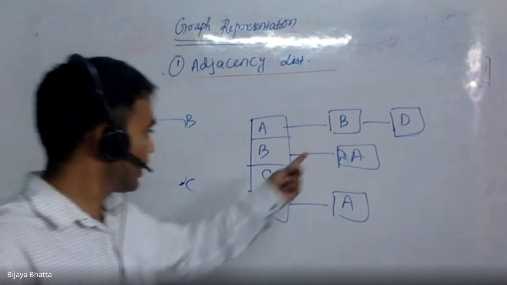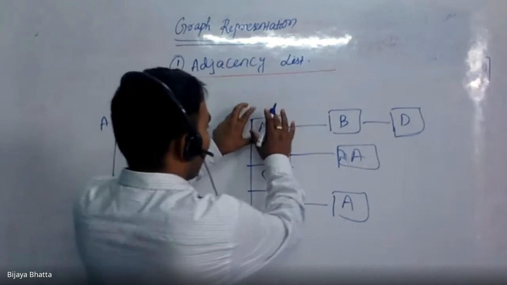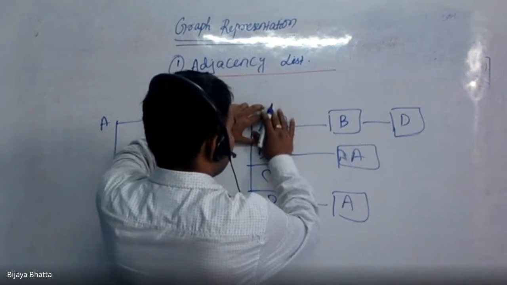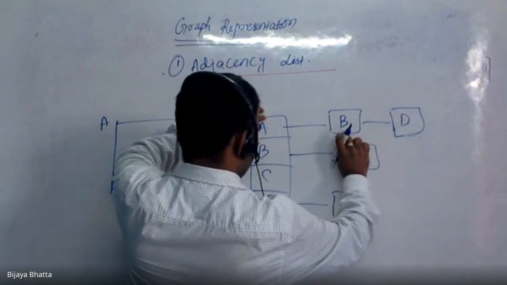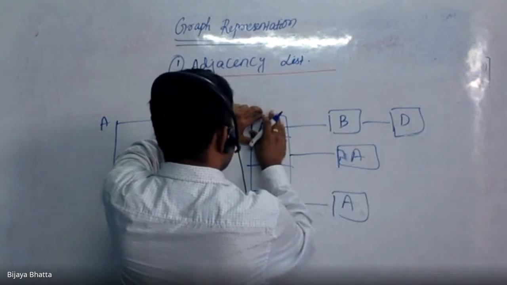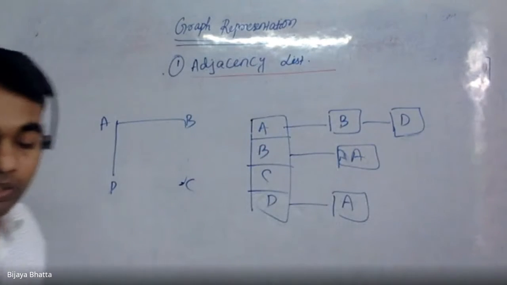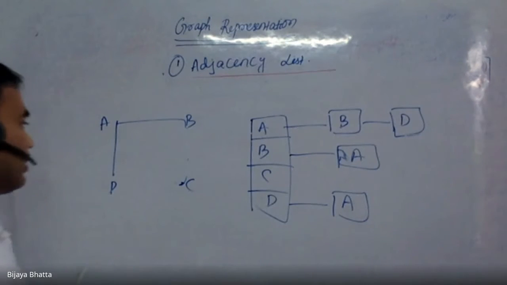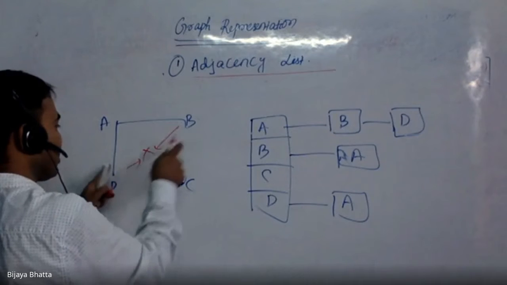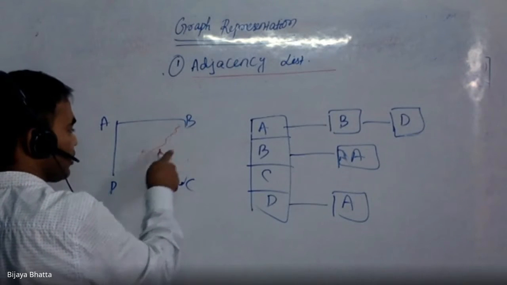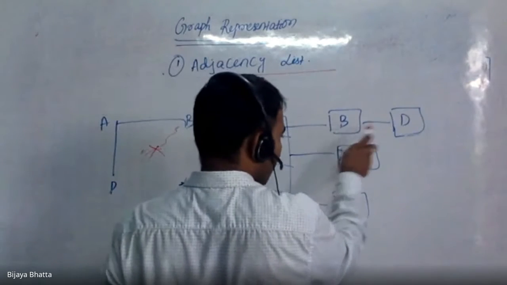Don't say that B is connected to D. That means, who all are adjacents of A? The adjacents of A are B and D. There is no connection between B and D. The only connection is that they are adjacent to A. It does not mean that B and D are connected. So that is a very important thing. You can see there is no edge from B to D. So that's why don't think that there is an edge from B to D.